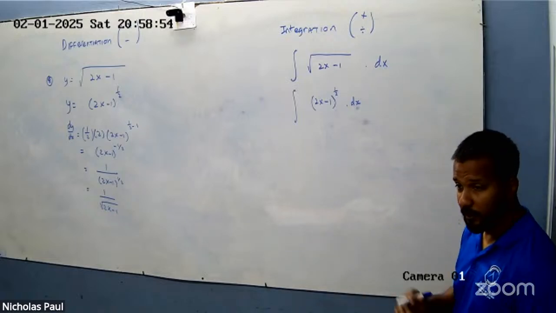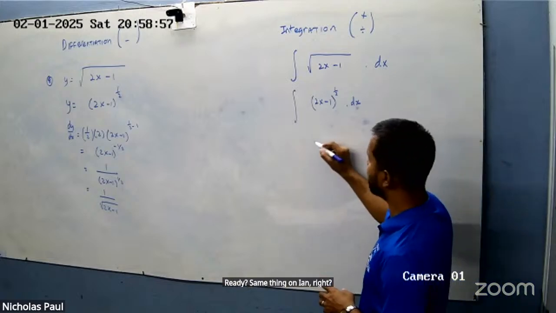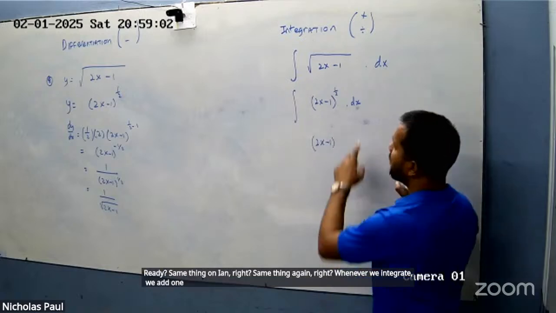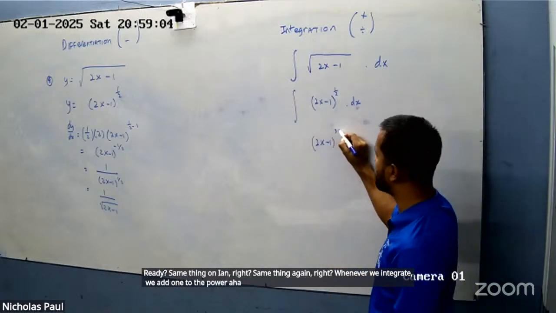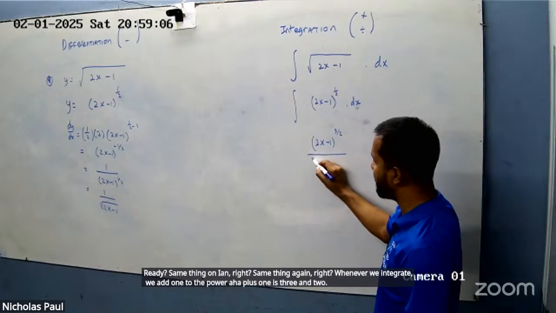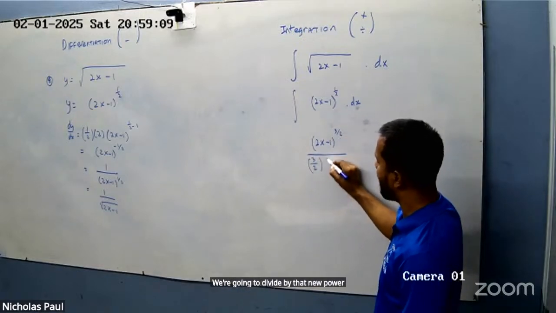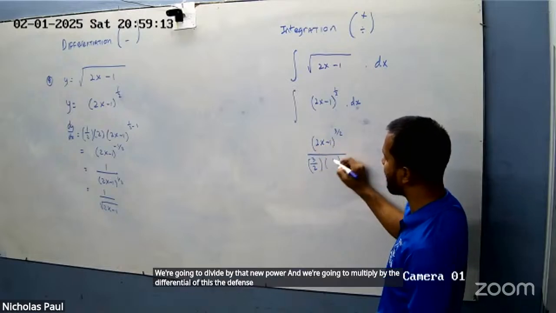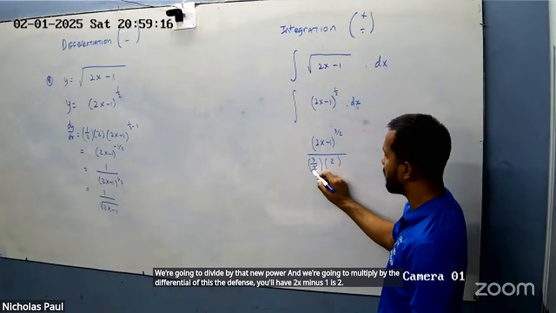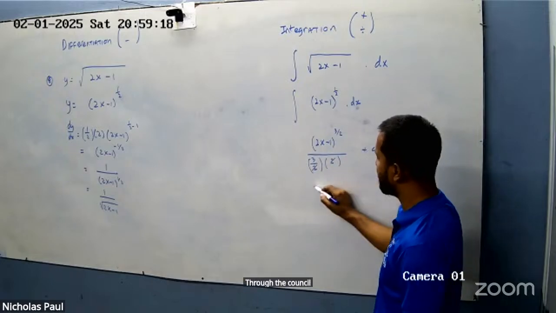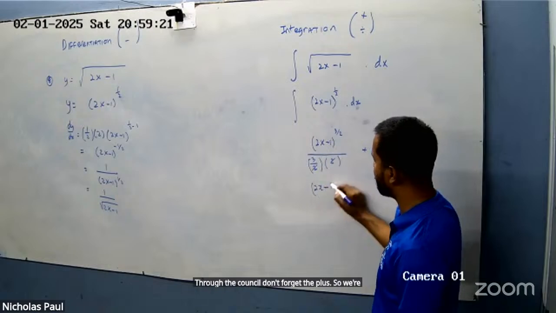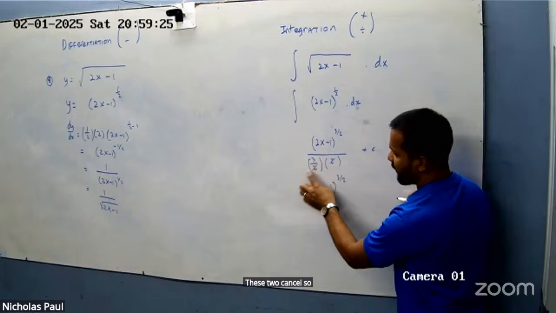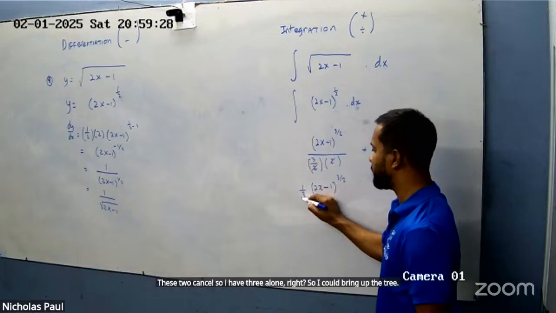Ready? Same thing again. Whenever we integrate, we add 1 to the power. A half plus 1 is 3 on 2. We're going to divide by that new power, and multiply by the differential of this. The differential of 2x minus 1 is 2. The 2's will cancel. Don't forget the plus c. So we're going to get 2x minus 1 to the 3 on 2. These 2's cancel, so I have 3 alone, so I can bring up the 3, and I will get 1/3.